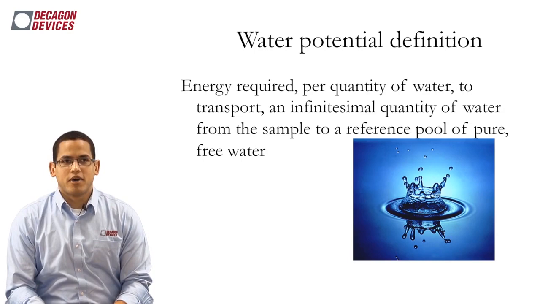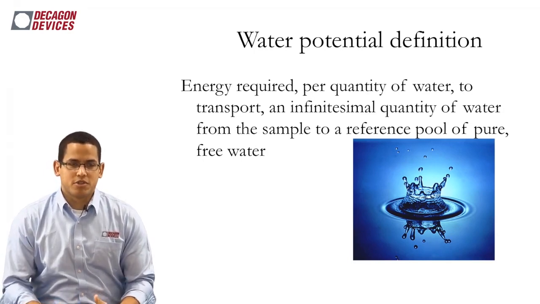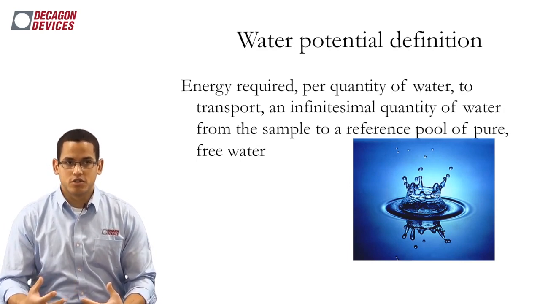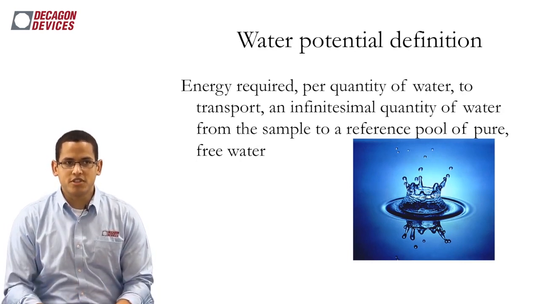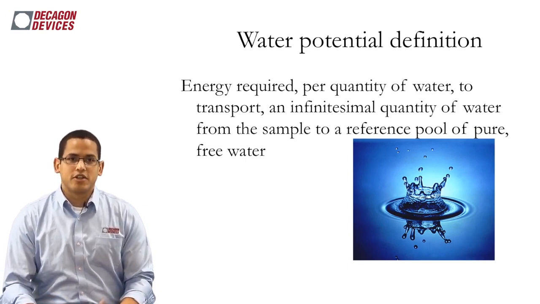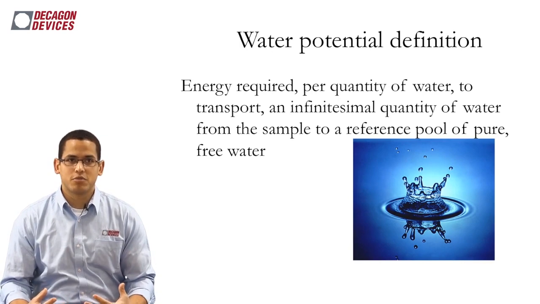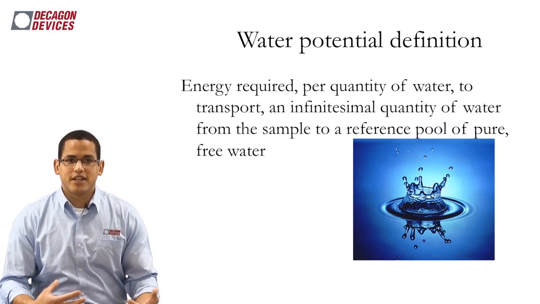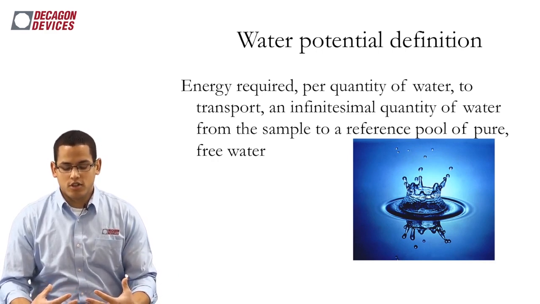First, I want to start out by defining water potential and going over a quick overview of what was discussed in Water Potential 101 and 201. Water potential is defined as the energy required per quantity of water to transport an infinitesimal quantity of water from the sample to a reference pool of pure free water. An easier way to look at this is that in soils, water potential is essentially the energy required, for example, for a plant to pull water out of the soil.